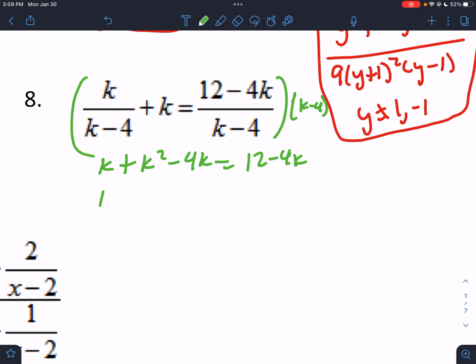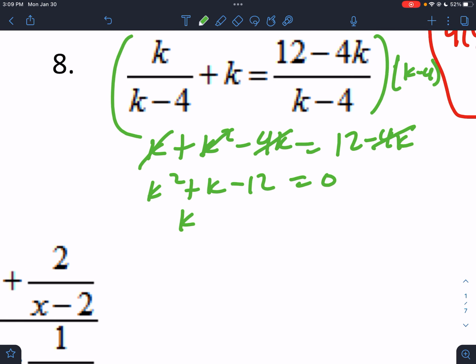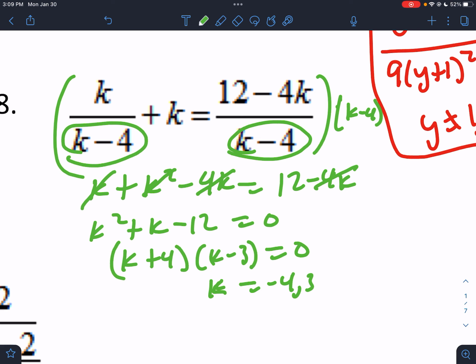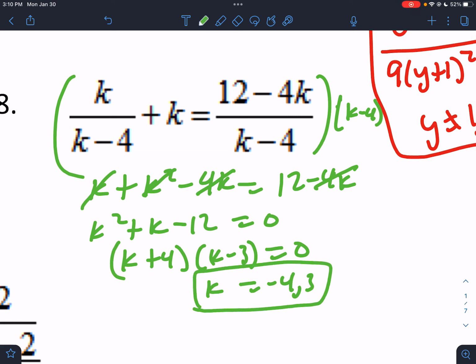Get everything on one side. I'd have k squared. But then I need to add 4k, so these would cancel out, leave me with plus k over here. And then subtract the 12, minus 12 equals 0. When you have a quadratic, you want to get everything on one side. You want to make one side 0 so that you can factor it. This would be plus 4 and minus 3. So k equals negative 4 or positive 3. Remember, k cannot equal positive 4, but that's not an issue because neither one of our answers is positive 4. So negative 4 and 3 would both make that one go.